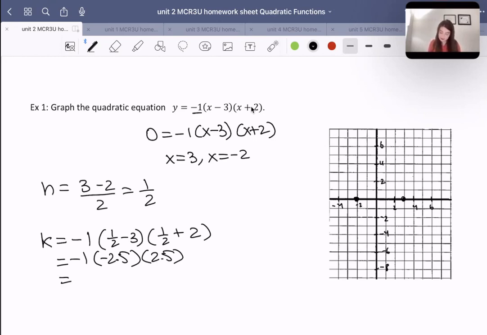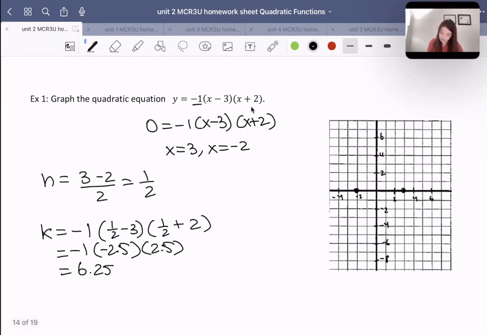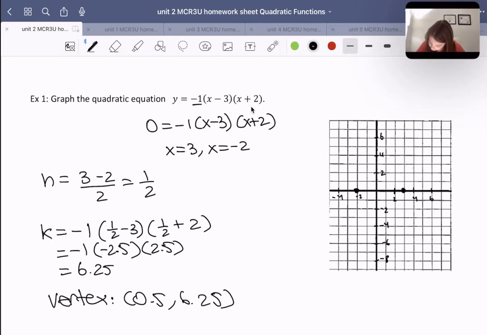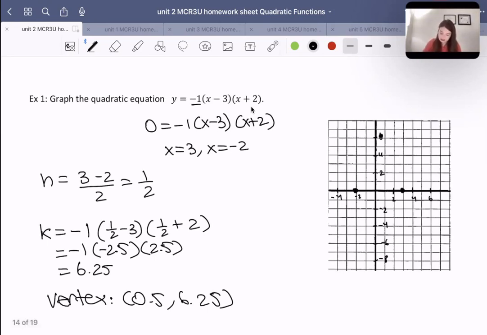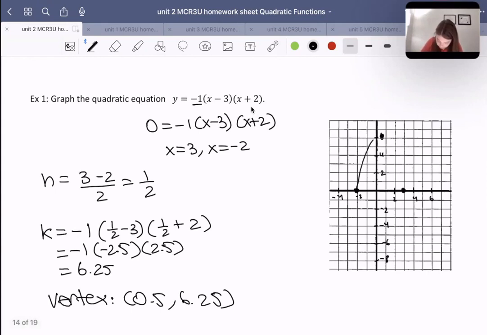It's 6.25. Okay, so therefore our vertex is 0.5, 6.25, and I'm going to draw that here as well. So 0.5, 6.25. So probably somewhere around there, kind of covering up part of my labeling, but that's all right. Okay, and then I'm just going to draw the graph from there, going through all 3 points and opening down as expected. Good.